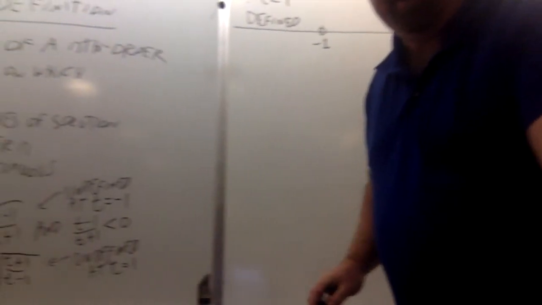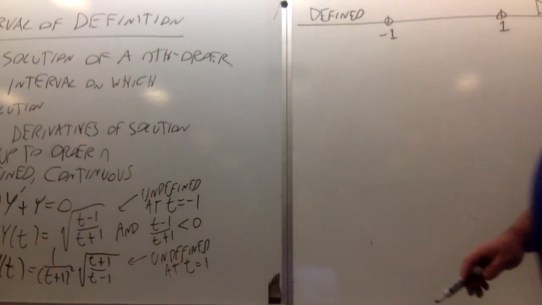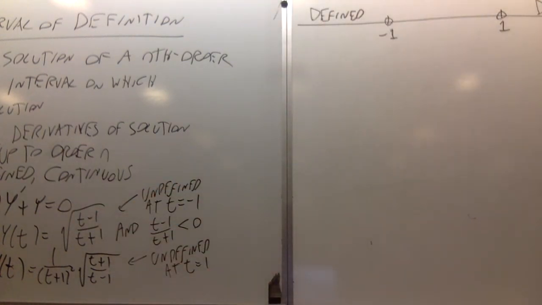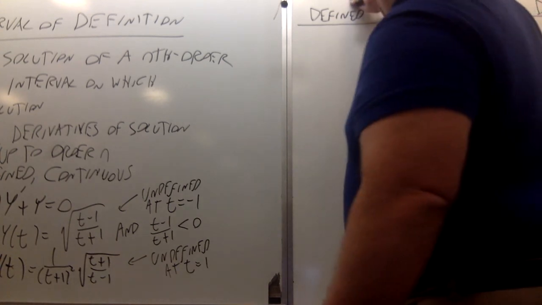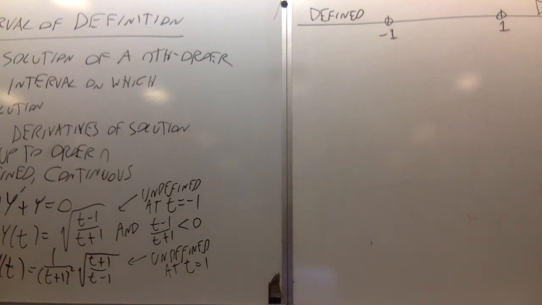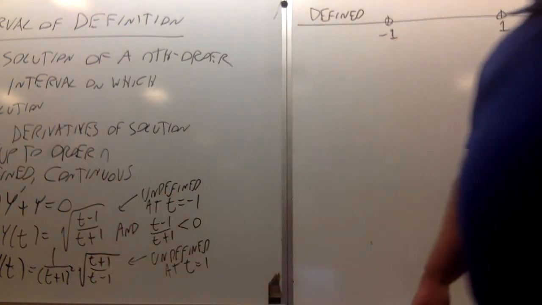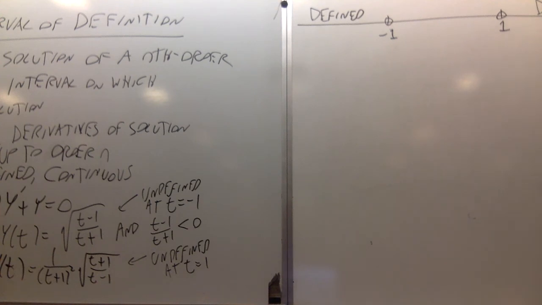And if you look at the solution and the derivative, if t is less than 1, that means that t minus 1 is negative. And t plus 1 is negative. If t plus 1 is negative, t minus 1 is also going to be negative. You're going to have a negative over a negative in both cases. In other words, you're still taking a square root of a positive number. So over here is defined.